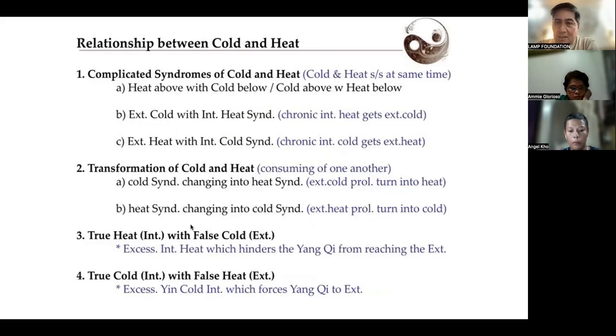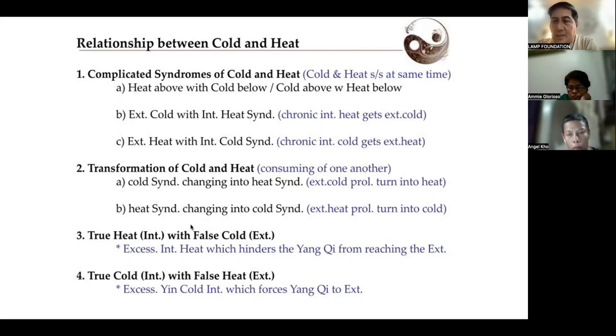Most patients that you see, baka ma-confuse ka, pero pag sa atin ka nag-aral, hindi ka mako-confuse. You see cold and heat signs and symptoms at the same time, yin and yang. Heat above with cold below, or cold above with heat below. Pwede ring exterior cold with interior heat syndrome. So this is chronic interior heat gets exterior cold.